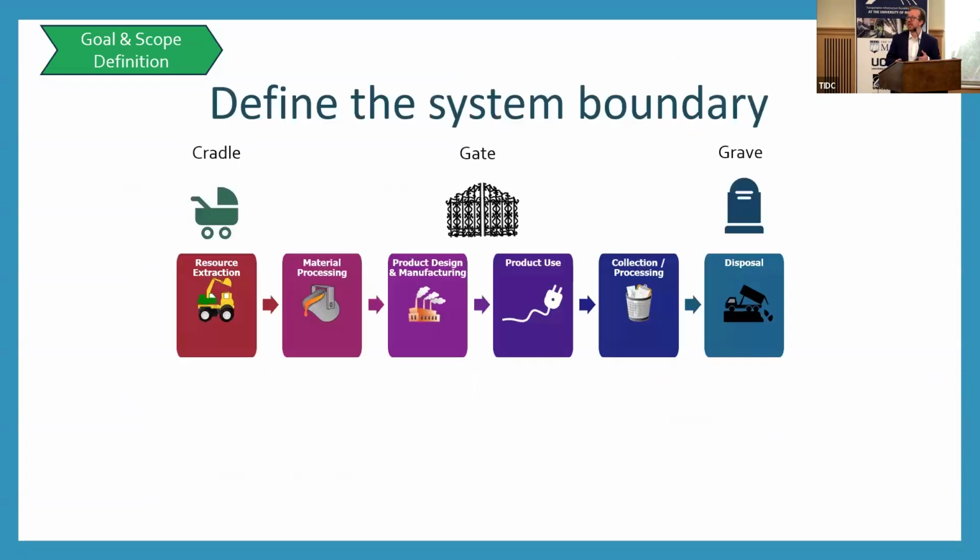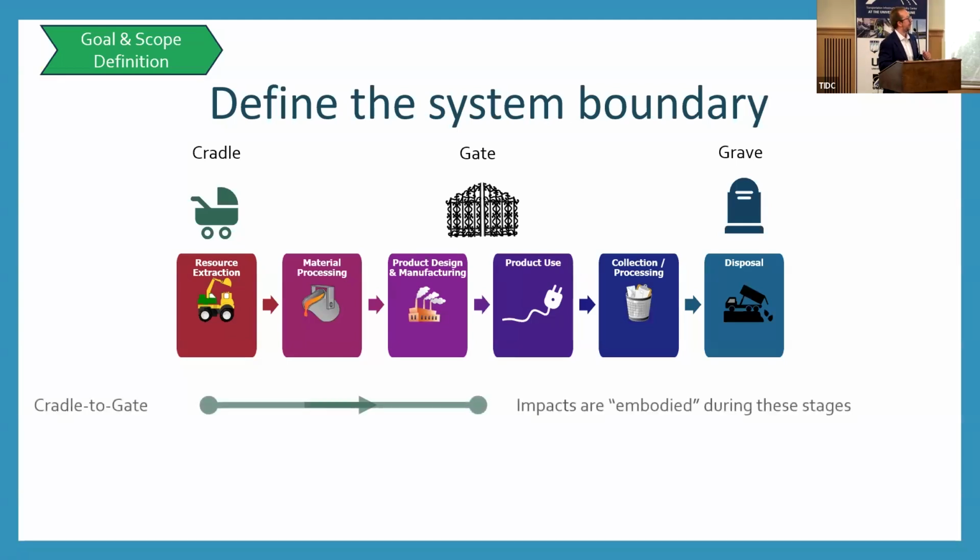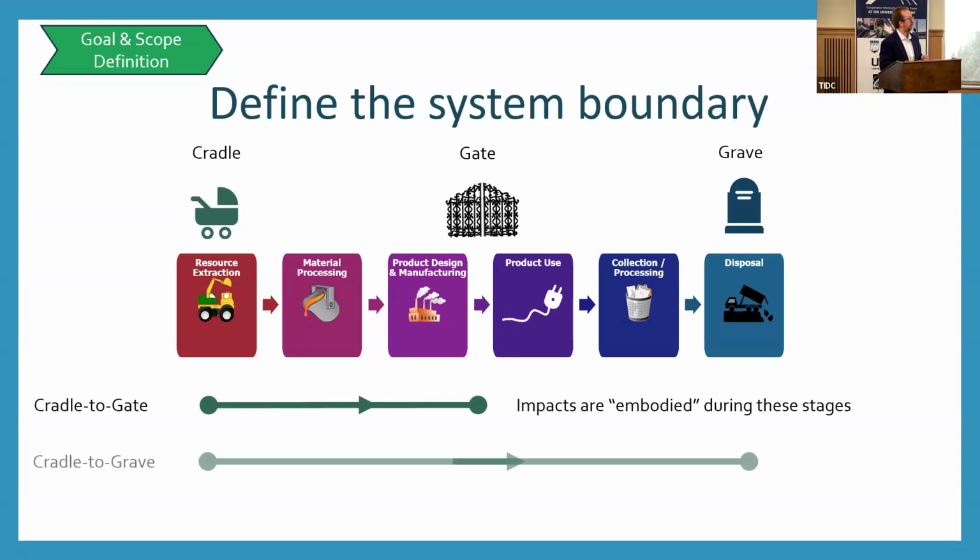The next thing we do, harkening back to what Roberto was saying, is starting from the cradle, extracting resources. So thinking about fuel, that's all the way back to extracting oil from the well. We're tracking through processing those materials, making the products, and at whatever product you're at, that's the gate of that factory. And then we're tracking the use and collection and disposal. So that's cradle to gate, stopping at where these impacts are embodied through the production. Cradle to grave is the whole way along.